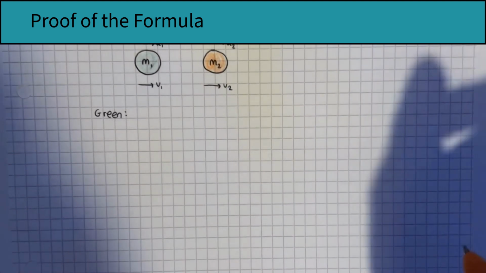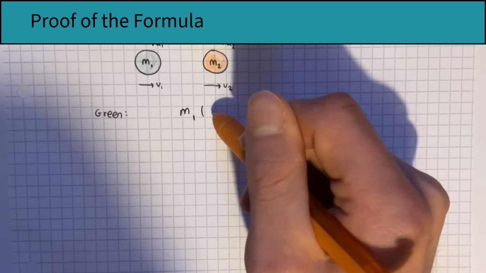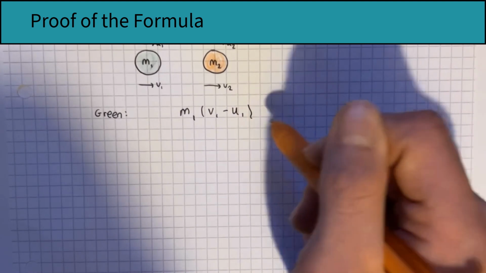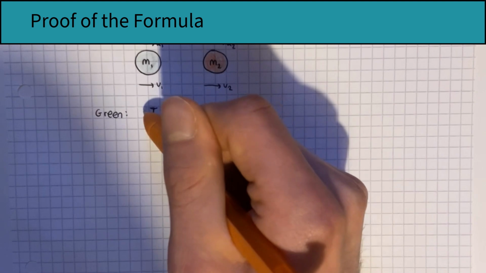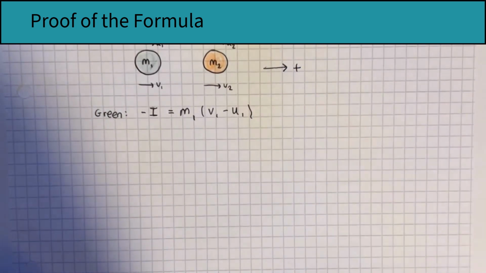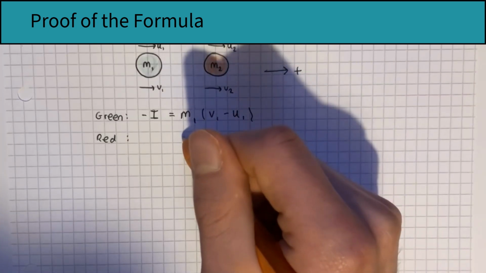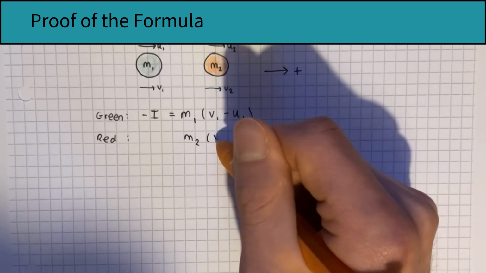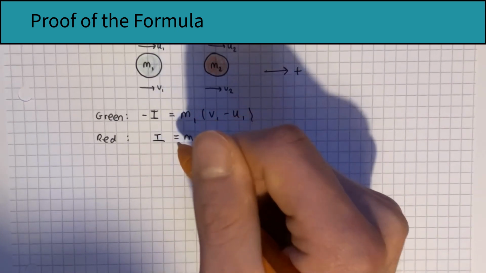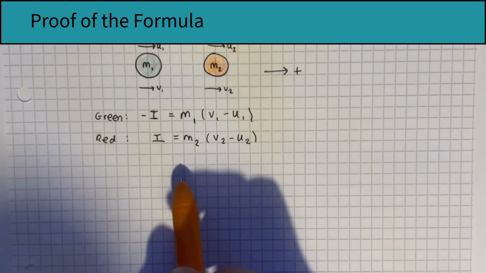The impulse, according to the green particle, is going to be m lots of v minus u. So in this case, it's m1 (v1 minus u1). But it's going to be minus I because the impulse from the red particle acting on the green particle is going left. For the red particle, it's really similar, m2 (v2 minus u2). And this time the impulse is going towards the right because the green particle is acting on it in the positive direction.